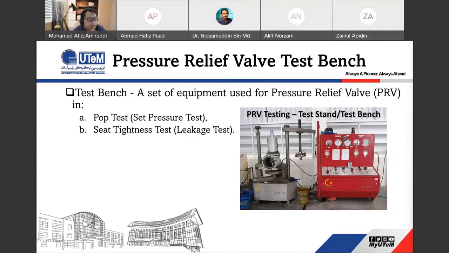A test bench is a set of equipment used to test pressure relief valves, to find out whether the pressure relief valve has failed or not. It has two types of tests. We call one the pop test, where we test the set pressure, and then the leaking test, which they call the seat tightness test. The seat tightness test is related to API 527. I think you can see that from the previous slide. So I will explain how the test is done by the industrial players who deal with PRVs.